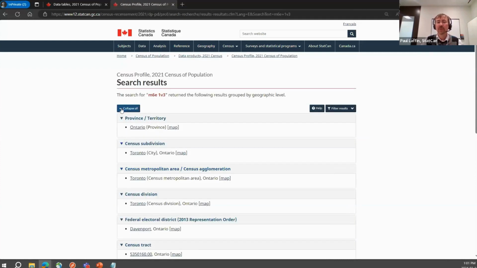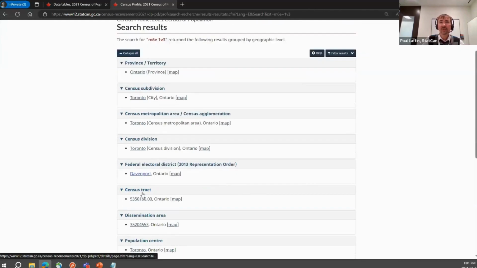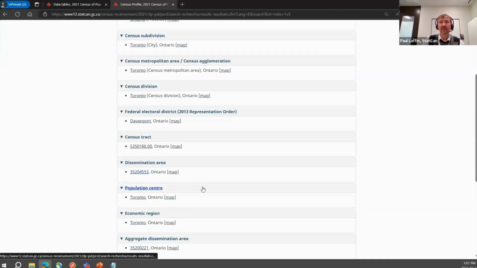And when I type in that postal code, we don't publish data by postal code. What we use the postal code for is to link it to our census geographies. So a census geography could be a province, the city, the CMA, the census division, the federal electoral district, the census tract, et cetera.